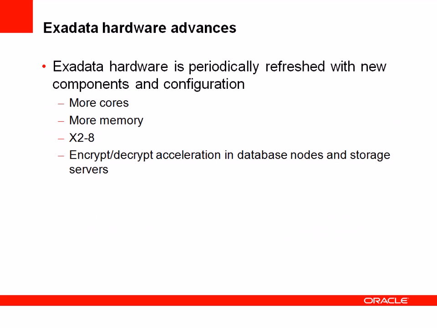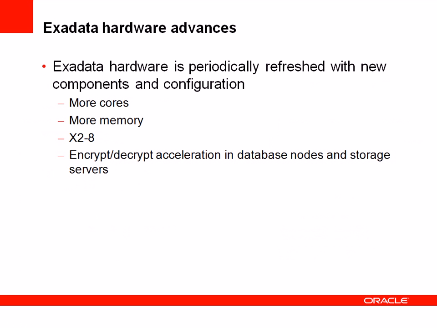What I talked about is our current release, what we call our X22 and X28 servers. But Exadata hardware is periodically refreshed. Just so you know, Exadata has been out there for a little more than 2 years, and we've had 3 refreshes already. In the last refresh, we went from 2 processors in each database server, and each one of these had 4 cores. Now we have 6 cores in the X22 configuration and 8 cores in the X28 configuration.